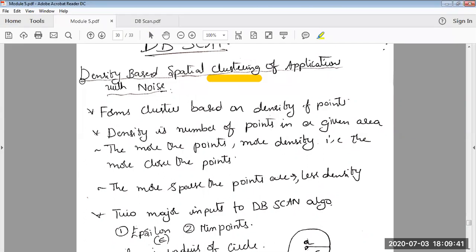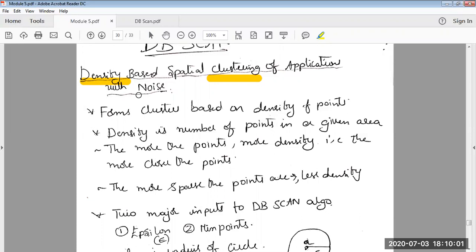One more important aspect you need to note in the name here is density-based. So it is based on the collection of points in a given area, which is called density. The more points within a specified area, the more the density. Fewer points, less density.